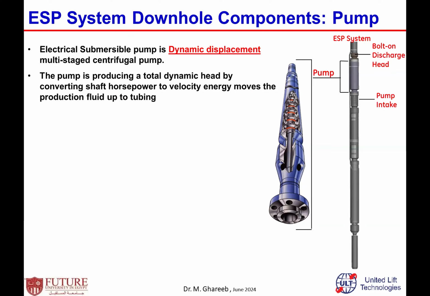When the motor shaft is rotating the pump impellers, this shaft horsepower provides velocity energy to the fluid, because when it is rotating the fluid, the horsepower transfers some velocity to the fluid, and this fluid energy moves the production fluids up the tubing by converting it to head.